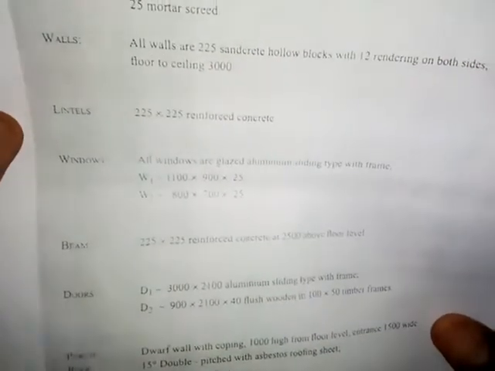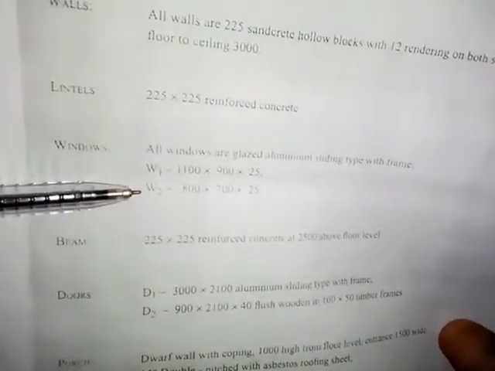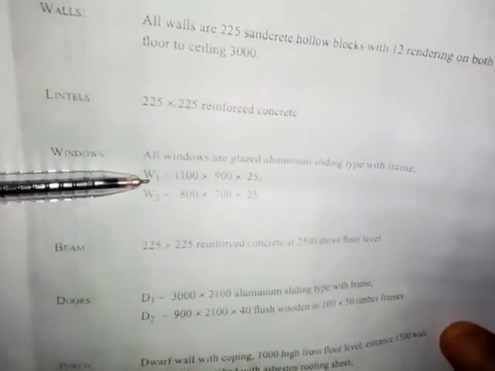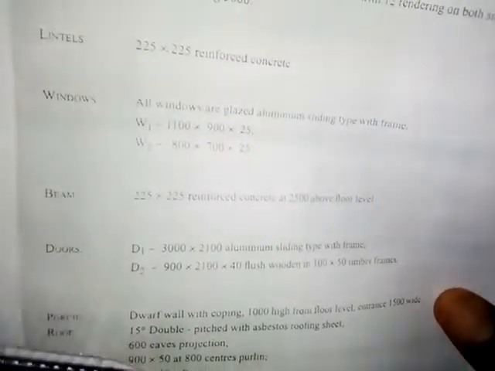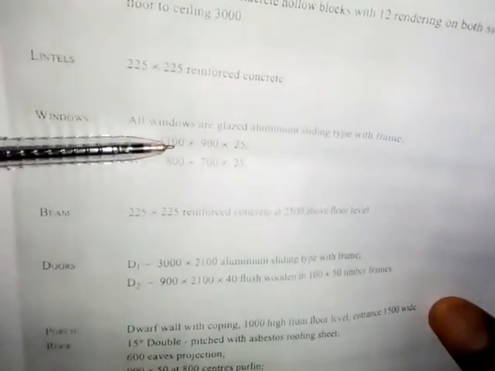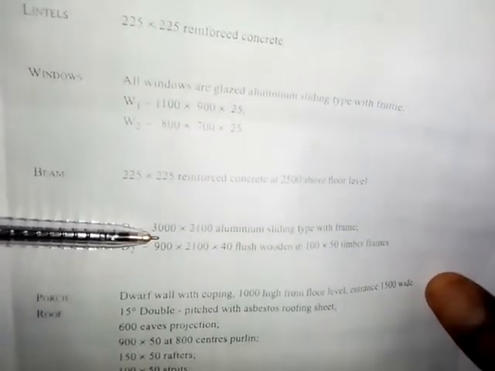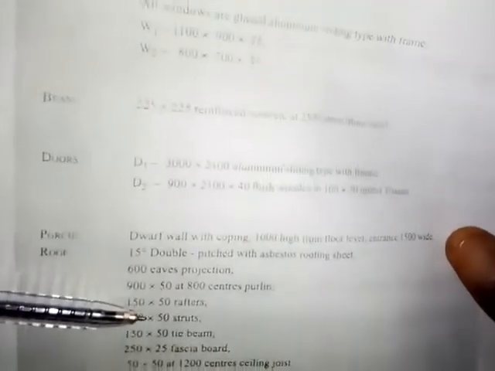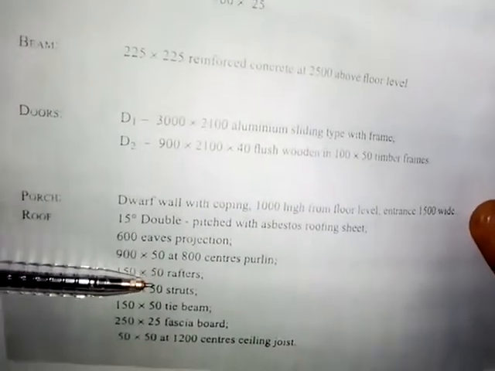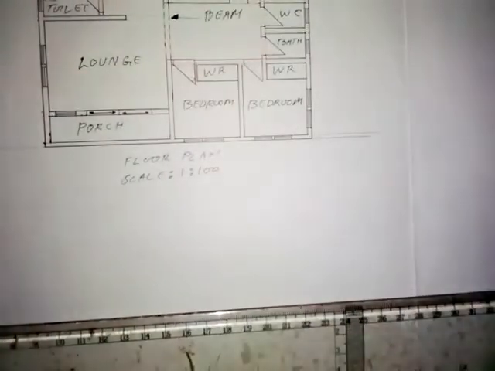So now that we want to work on the front elevation, here in the specification we are going to make use of the windows, the doors, and the roof. Based on what we have here, for the front elevation we are going to make use of the windows, the doors, and the roof. So now let's look at what we need to do first.